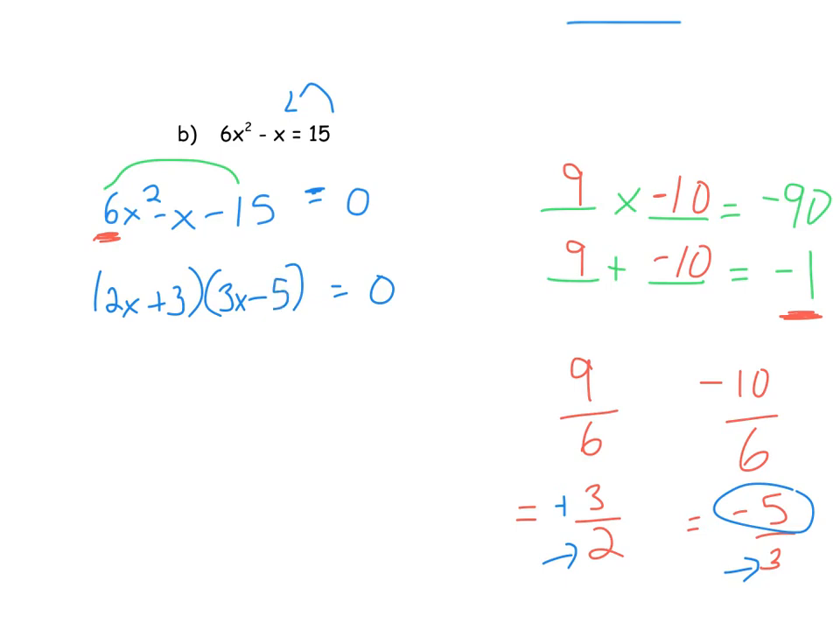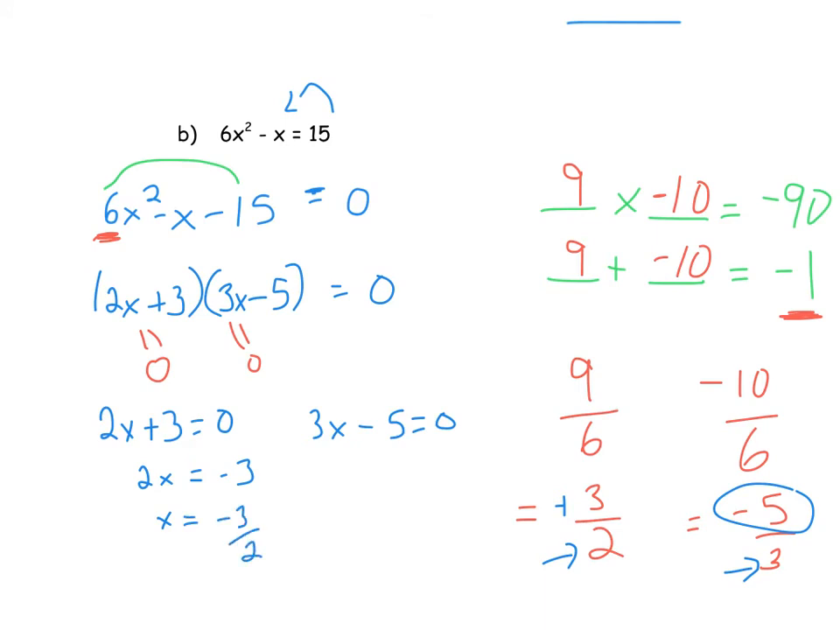So now I feel like the hard part of this question is done. All I need to do at this point is set each of these brackets to 0 and then solve. And I think you're going to find something interesting here. So I know that either 2x plus 3 is equal to 0 or 3x minus 5 is equal to 0. I'm going to go ahead and solve this. The first root is going to look like 2x equals negative 3, so x is equal to negative 3/2.